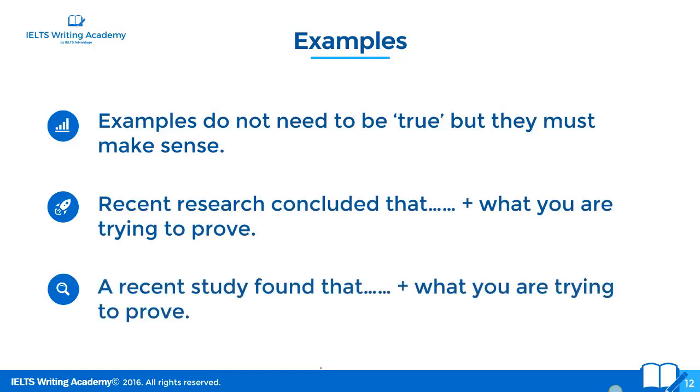Recent research concluded that, or a recent study found that. These are two ways that are very useful for providing fake examples. If you can think of a real example, use a real example. Something that is true is the best thing you can do. But if you're trying to make something up, just use these two things. Write recent research concluded that, plus something that proves your example. A recent study found that, plus what you're trying to prove. Something that supports your example.